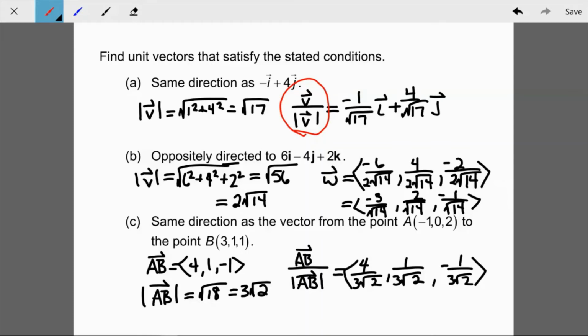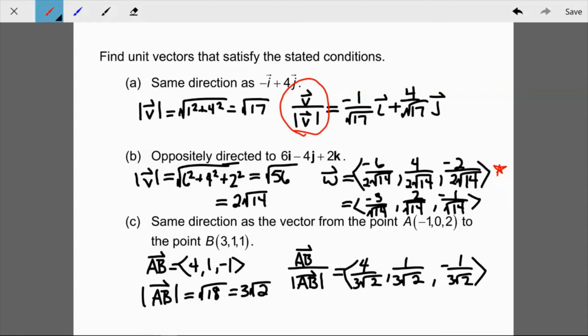Okay, so we also have for B, oppositely directed to 6i minus 4j plus 2k. So what I did here was, again, remember we need a unit vector. So I got the length of vector V. I just called it vector V. And I said that's 2 root 14. And now this is where I got my unit vector. And then from there, if I need it oppositely directed, all I've got to do is just multiply by a negative. And if you notice with my unit vector, I've already taken that negative into account.